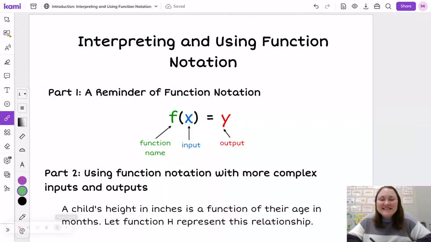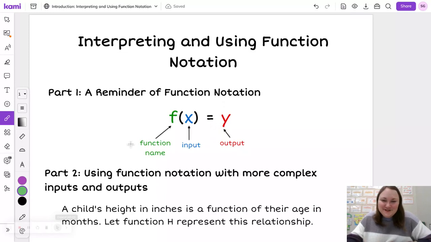Hi algebra students, this is our introduction video for our lesson on interpreting and using function notation. The first part of this is just a reminder of what we learned about function notation in yesterday's lesson. Function notation will look something like this.